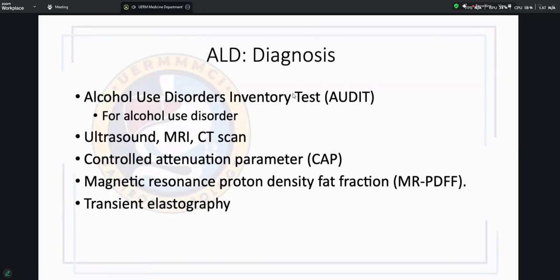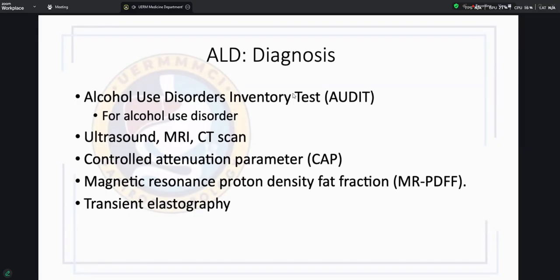Progression of alcohol-associated steatohepatitis to fibrosis can be diagnosed using liver stiffness measurement by techniques such as transient elastography or FibroScan. And if the stiffness is at least 8 kPa, that would mean advanced fibrosis, or F3. And if it's more than 12.5 kPa, that indicates cirrhosis.